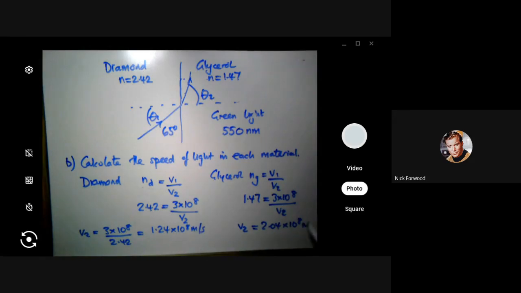Meters. You're shouting at me. You should be shouting out saying, Mr. Farmer, you've missed out your units. That's a mark off. Of course it is. So there you go, the second bit.